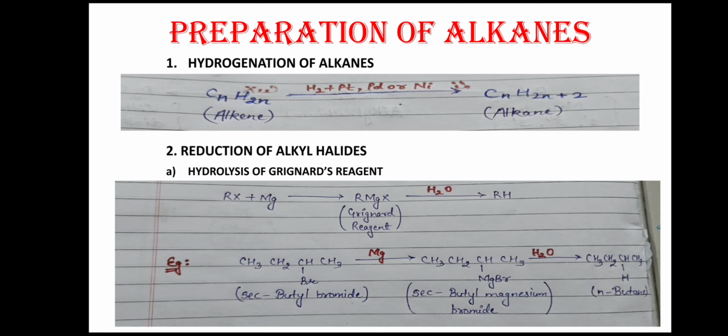When we react the Grignard reagent with H2O, that is water, we will get the alkane, what we want. You can see in the example, we react the secondary butyl bromide with magnesium, and we will get secondary butyl magnesium bromide, that is the Grignard reagent here. And when we react this Grignard reagent with H2O, we will get the alkane, that is n-butane.